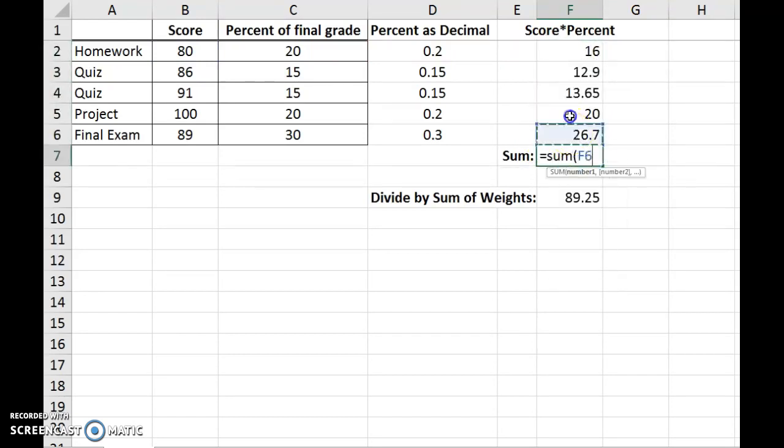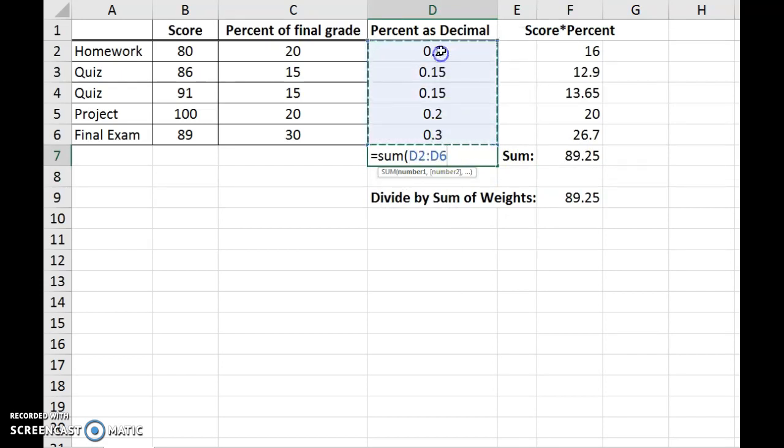Add up all the different weights from the different categories here. And then you're supposed to divide by the sum of the weights, and we can just verify that our percentages all add up to 100% or 1. So when we divide by the sum of the weights, we remain with that same answer. This person's grade would be an 89.25 if they had these scores in the class.